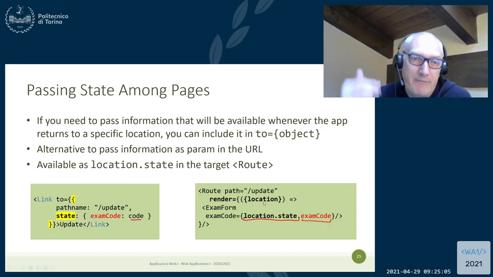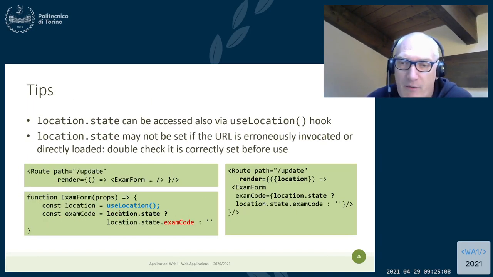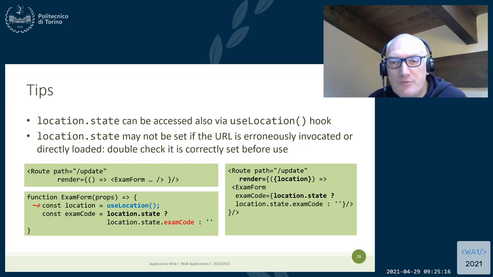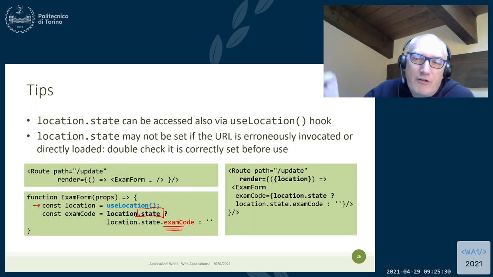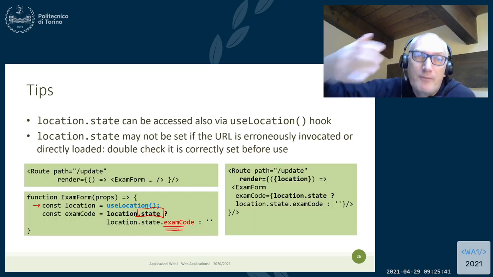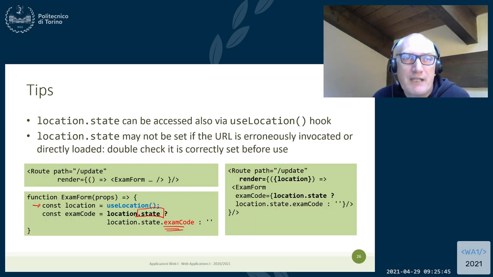Of course, location can be accessed, and I think the easiest way is with the hook useLocation, which will directly give you access to the location object, and so you can query whether the location object has a state property defined. Then this state will be populated with these properties. Otherwise, maybe the link didn't have a state object, and so location.state is not populated. You may go to the exam form component by different links, and some links will have a state object with them, some links will not, so you always need to check whether the state has been defined in the previous page that brought you to this component.